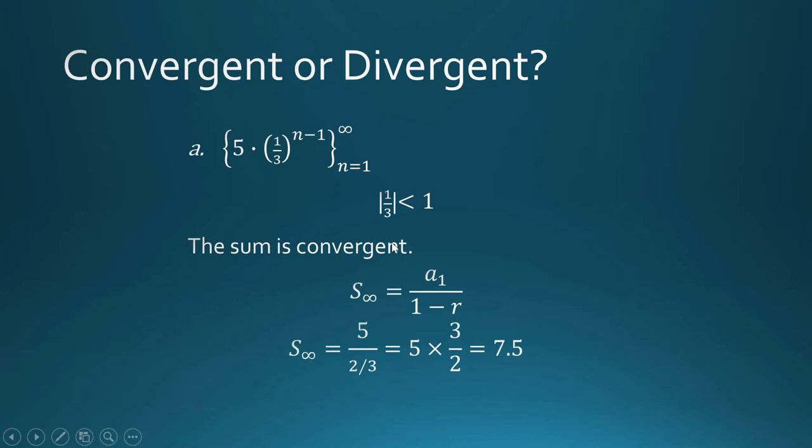So our first term is 5, and our common ratio is 1/3. So 1 minus 1/3 is 2/3, and 5 over 2/3 is the same as 5 times 3/2. This is basic math, but many students still don't get this. 5 divided by 2/3 is the same as 5 times 3/2, and that is equal to 7.5. So this is the sum of the terms in your geometric sequence, which is defined by this.